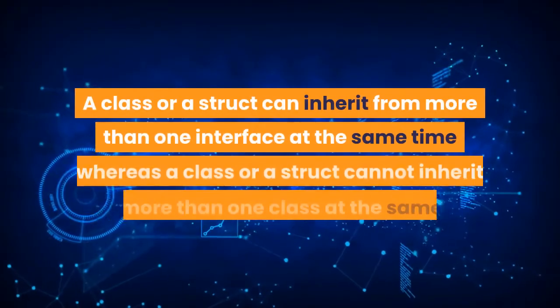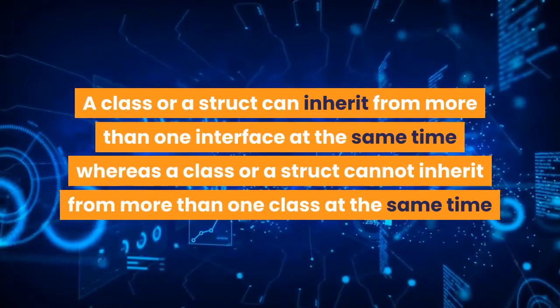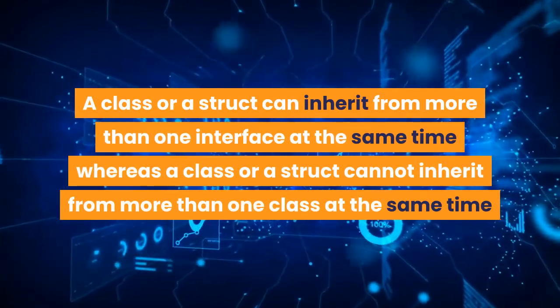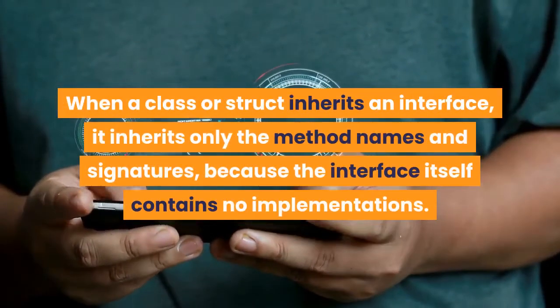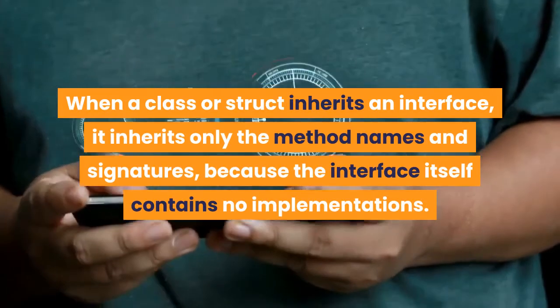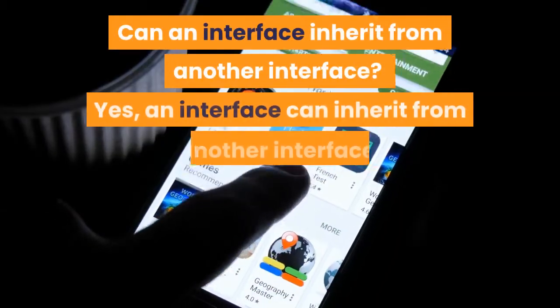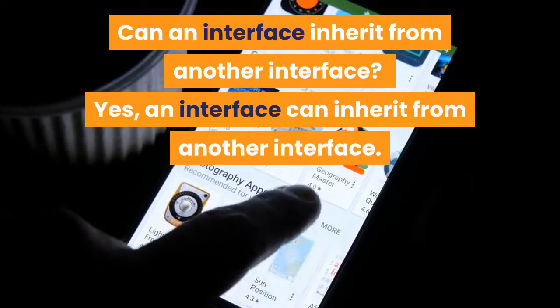A class or a struct can inherit from more than one interface at the same time, whereas a class or a struct cannot inherit from more than one class at the same time. When a class or struct inherits an interface, it inherits only the method names and signatures, because the interface itself contains no implementations. Can an interface inherit from another interface? Yes, an interface can inherit from another interface.